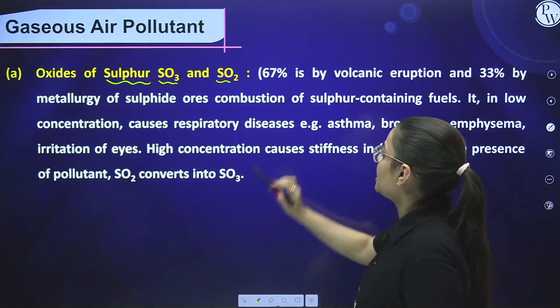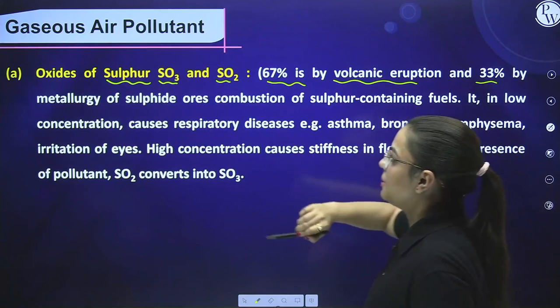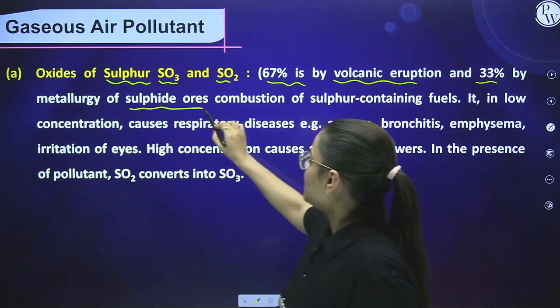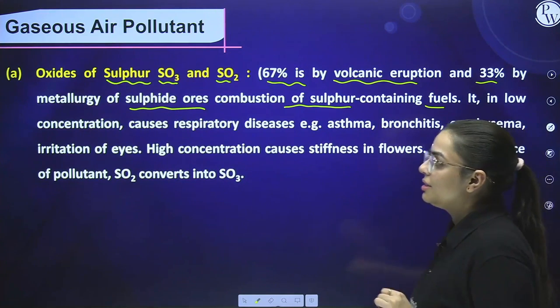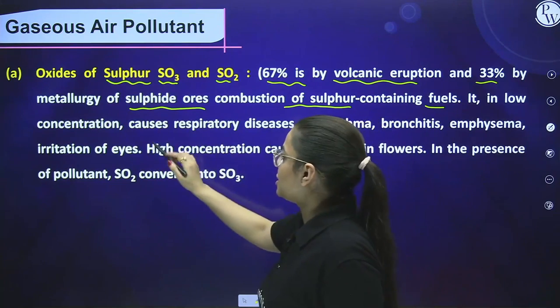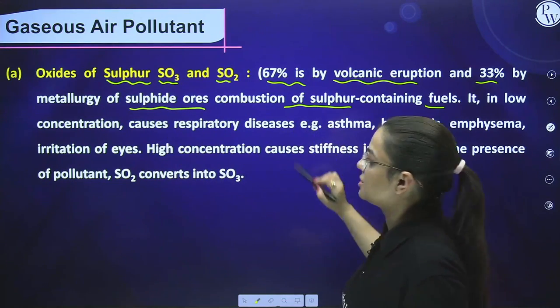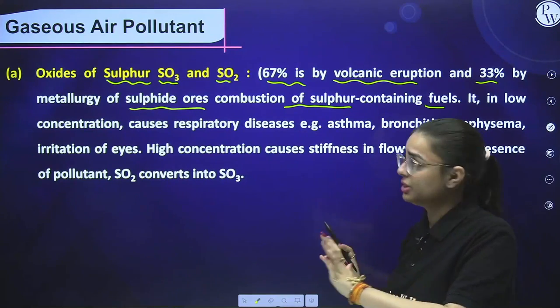So see what they are saying. 67% is by volcanic eruption and 33% by metallurgy of sulfide ores and combustion of sulfur containing fumes. You know, these are further responsible, right? Now, in low concentration it causes respiratory diseases, which I've already told you.